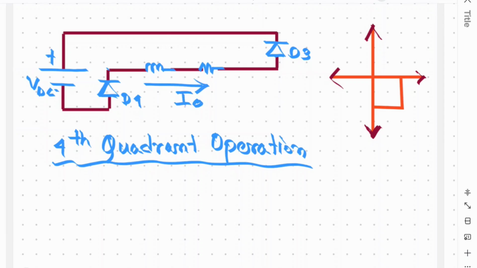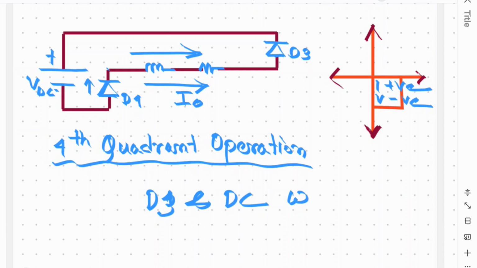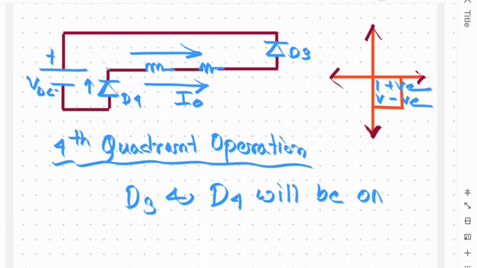Now if we see, in this direction these two diodes are forward biased. So this will be the direction of current flow, which is the conventional direction. Here current is positive, but we can see that voltage is negative. So in this circuit configuration, when the inductor discharges, we achieve the fourth quadrant operation. The fourth quadrant operation is achieved when diodes D3 and D4 are on.